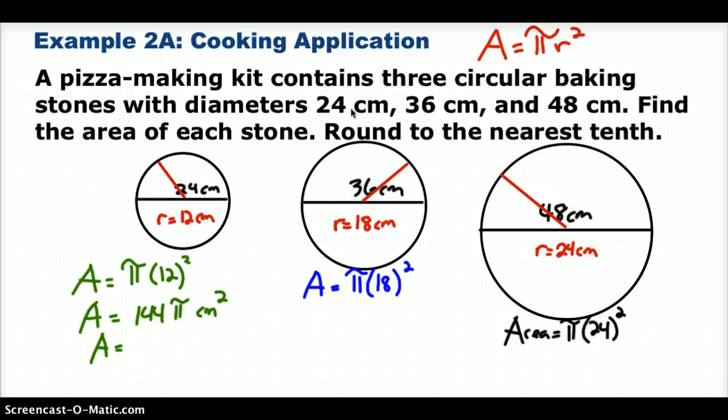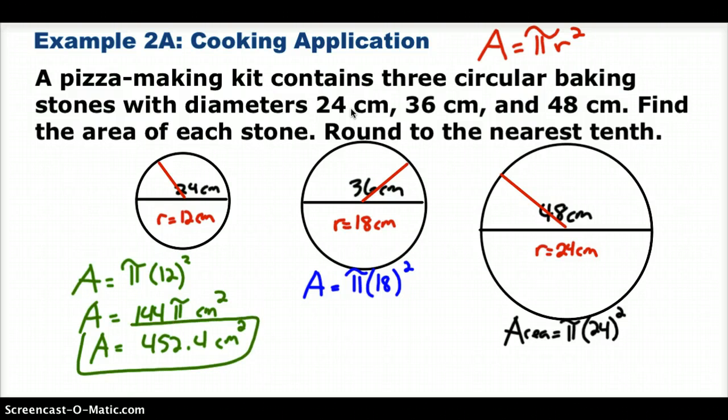So what I would do is find the pi button on your calculator. I have an old school one here, so I'm going to press second and pi, and it gives me that approximation, and I'll multiply that by 144, and that gives me, rounding to the nearest tenth, 452.4 square centimeters. And this is my final answer.